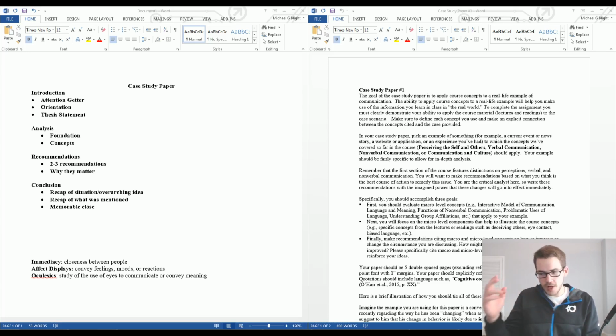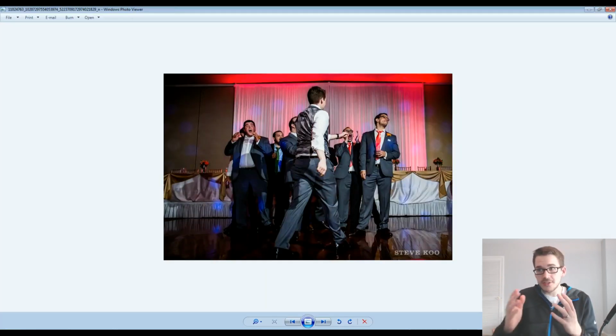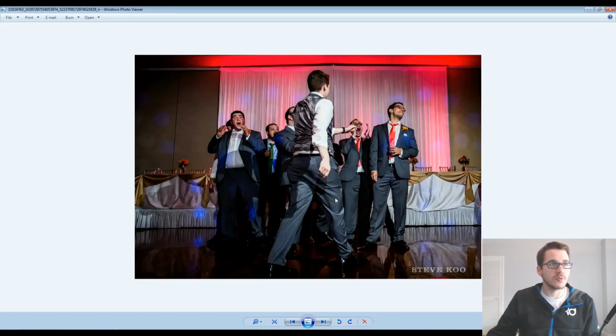So I pulled a random wedding photo that we'll use for my little sample case study. And here it is. This is a photo from my wedding. Let's zoom in a little bit. It is out of context. Okay, so that's half the battle, right?